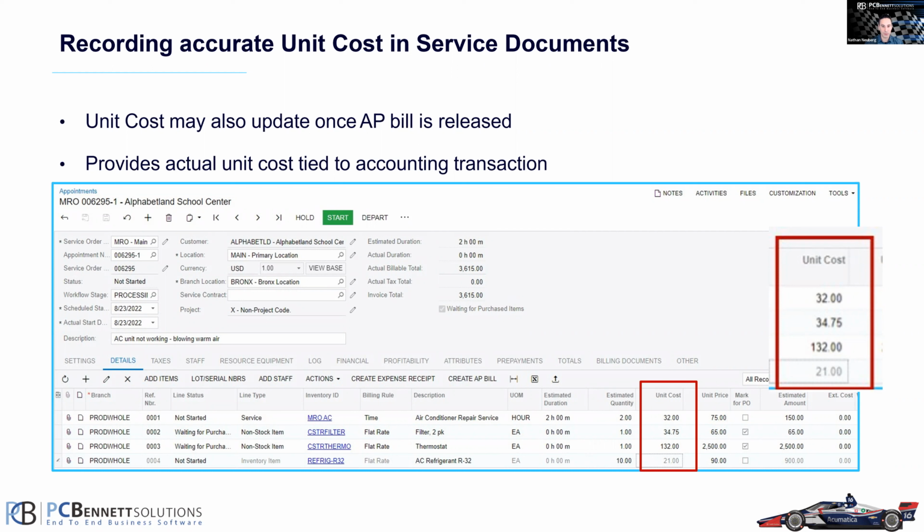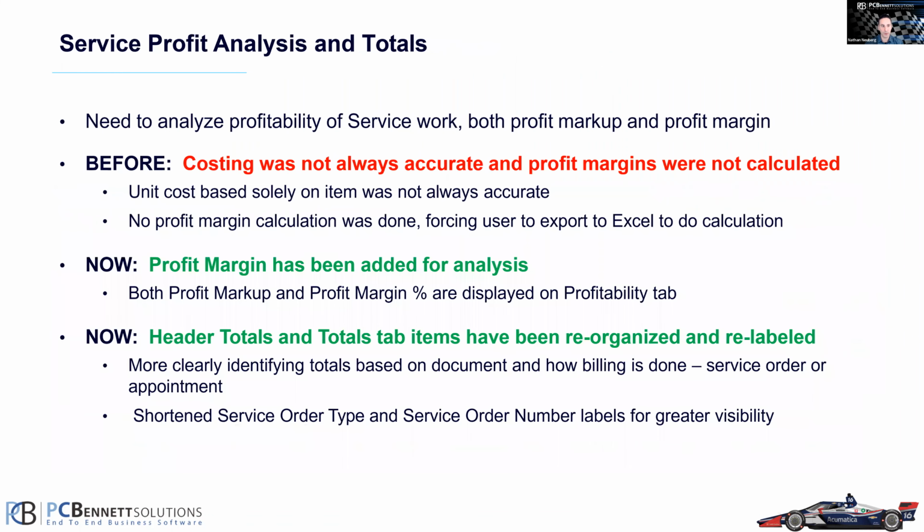In addition to item costs, we've also included a new profit margin calculation in service documents. So now we can factor other costs and not just the cost of items. No more exporting these things to Excel to add in those extra costs and factor the profitability. Now we can display both the profit markup as well as the margin on the profitability tab.